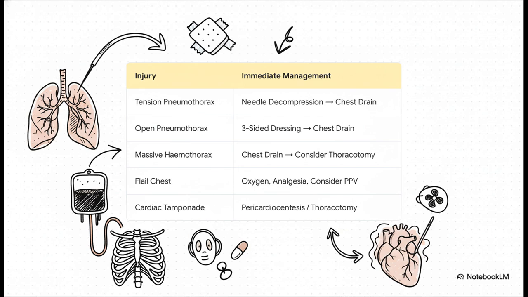Flail chest, that's all about support: oxygen, good pain control, maybe even positive pressure ventilation. And finally, cardiac tamponade. Think Beck's triad: muffled heart sounds, hypotension, JVD. Your move is pericardiocentesis. You have to know these 5 pairings, no question about it.